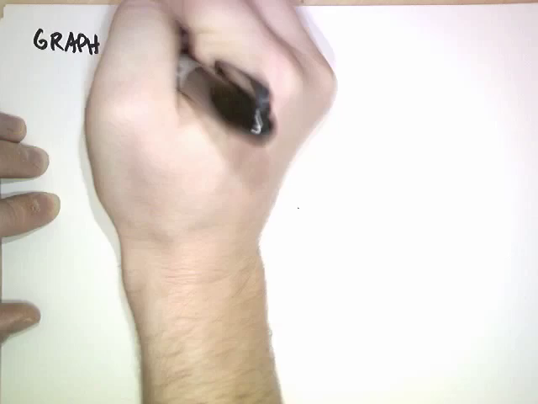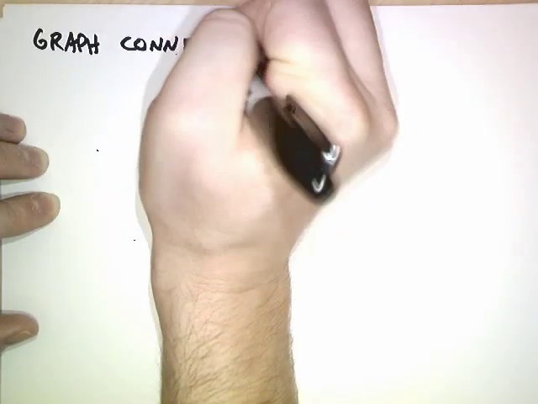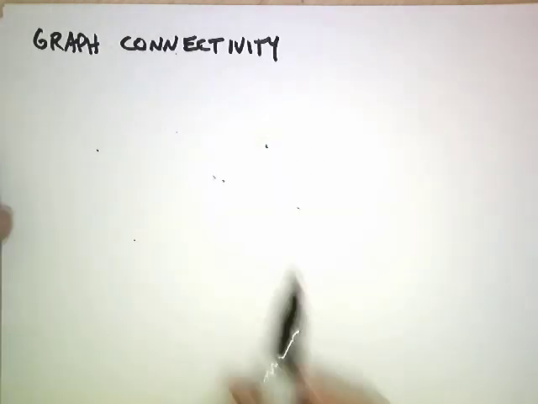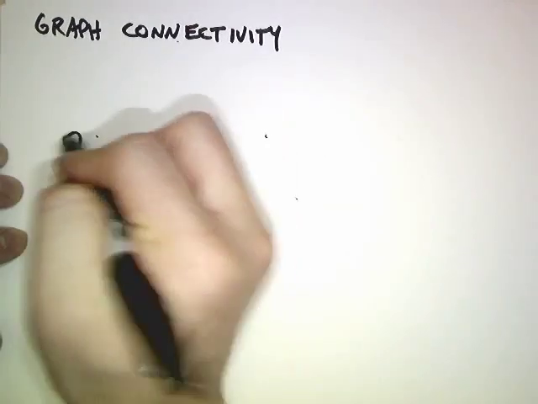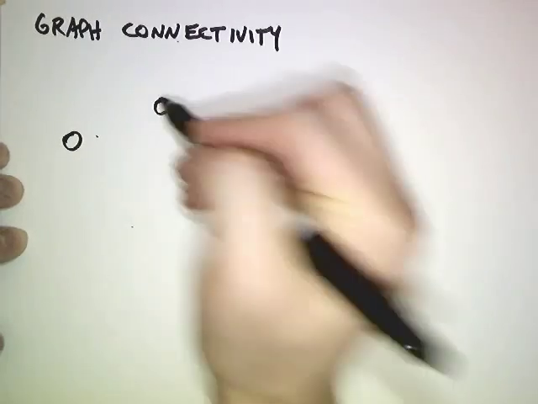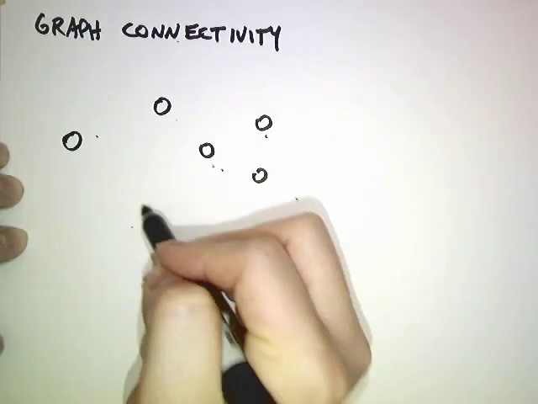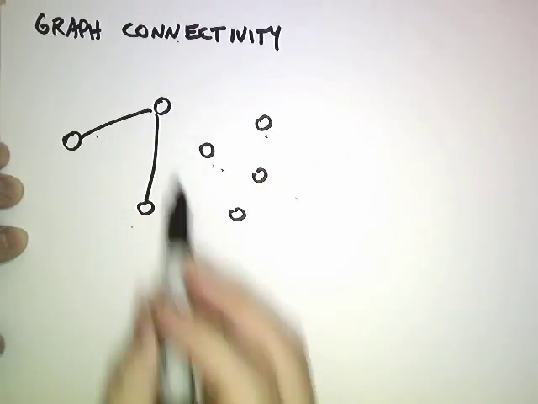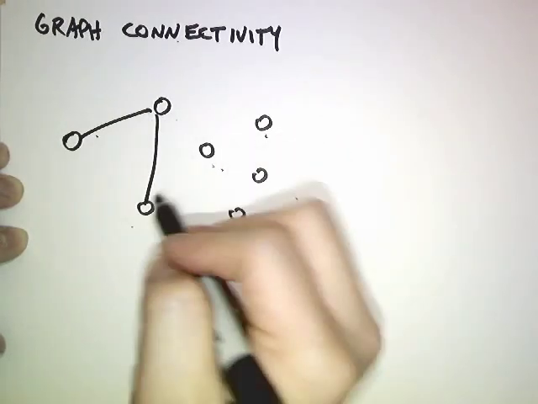So I wanted to talk about graph connectivity. This is a fundamental property of graphs that has many applications. So for example, let's assume we had a network, and each edge represents that two machines are directly linked on the network.